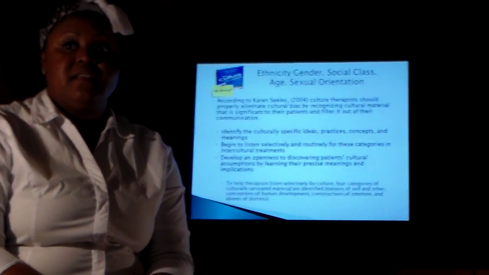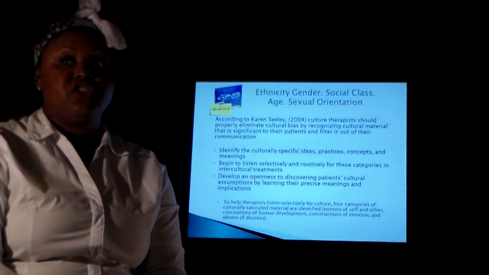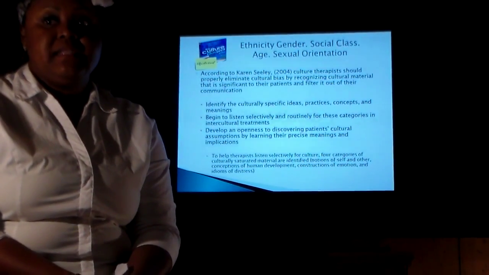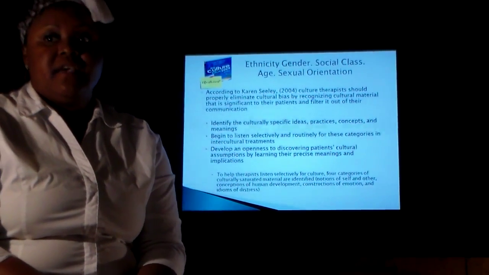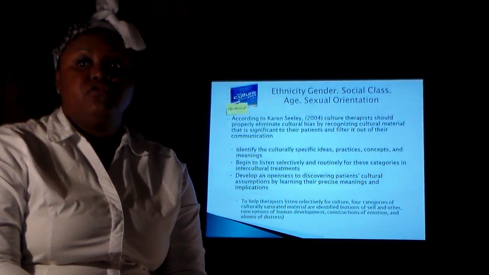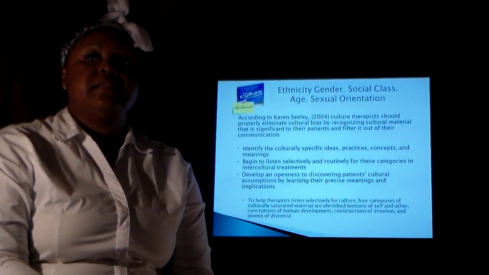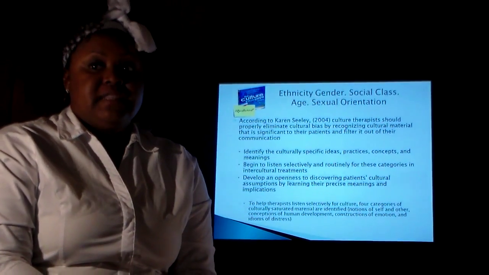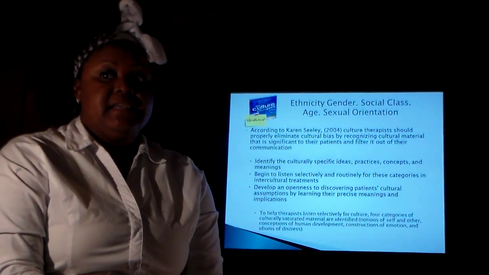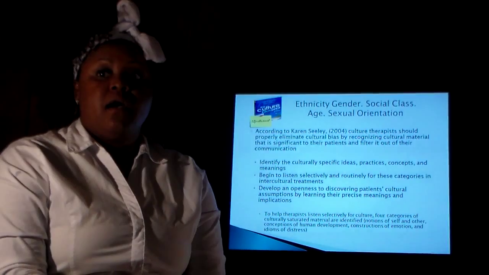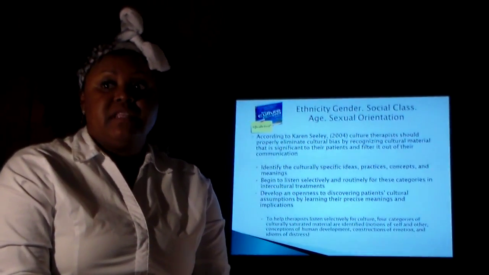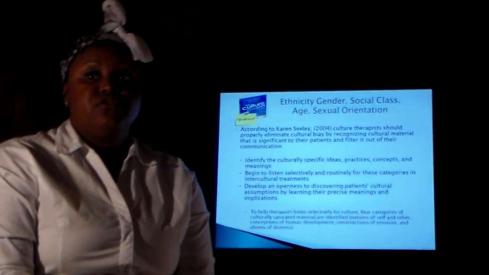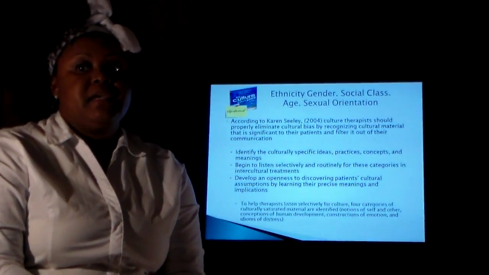Culture. It includes ethnicity, gender, social class, age, and sexual orientation. So I did read an article from Karen Seeley of 2004. She advised that cultural therapists should properly eliminate cultural bias by recognizing cultural material that is significant to their patients and filter it out during their conversation and their communication. So to do this, you need to identify the culture-specific ideas, practices, concepts, and meanings. Begin to listen selectively and routinely for these categories and intercultural treatments, and develop an openness to discovering patients' cultural assumptions by learning their precise meanings and implications.